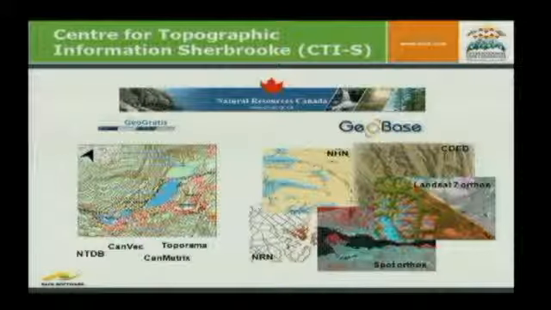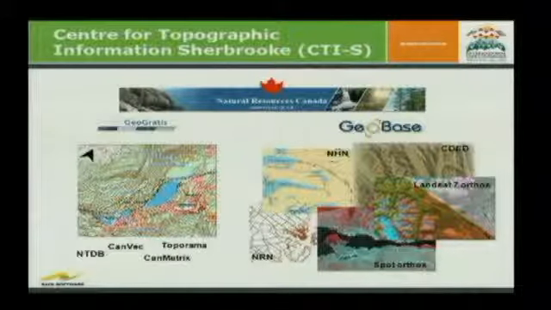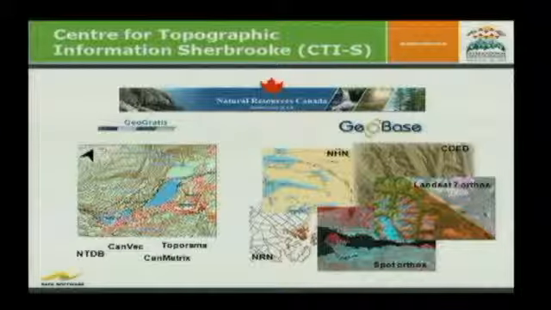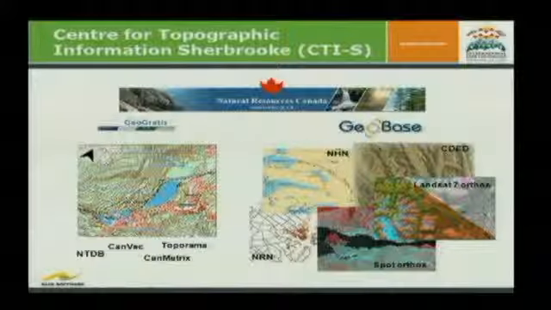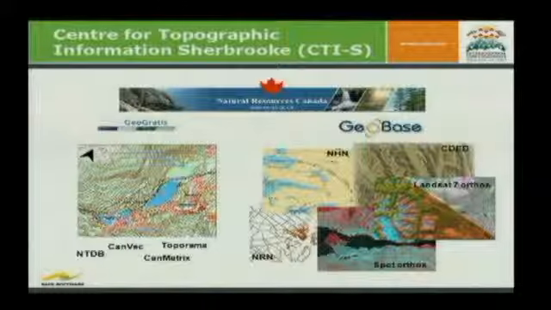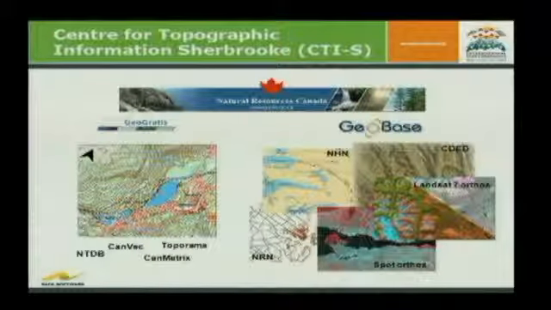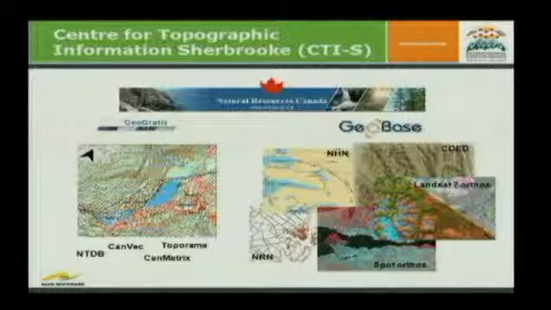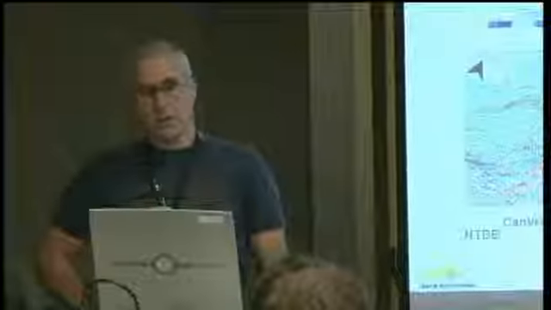So I'm working at the Center for Topographic Information. We're the national agency for topographic information in Canada. We produce different products, such as what you see on GeoGratis, like the NTDB, the National Topographic Database, the CanVec, which is the new vector product, the Toporama for web mapping, and the CanMatrix, which is georeferenced maps of the topo maps.